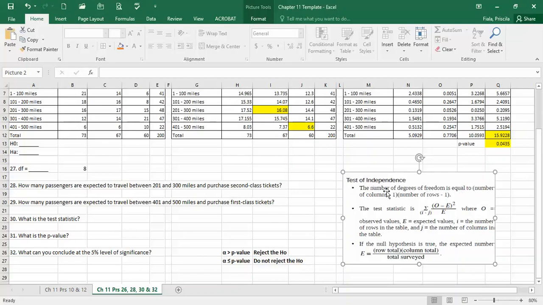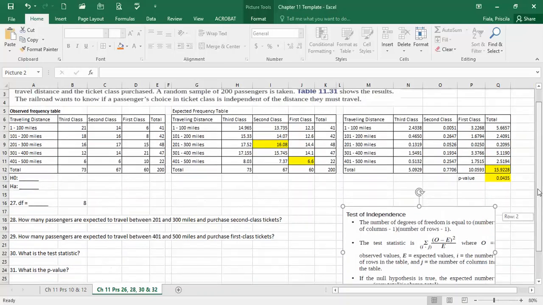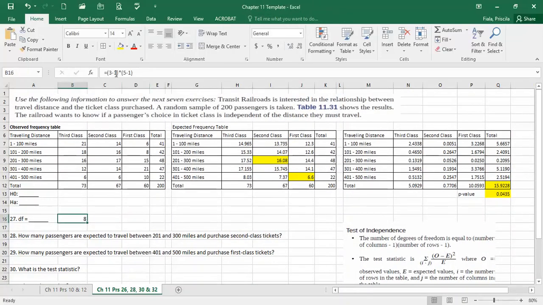Yes, it changes as well. The number of columns minus 1 times the number of rows minus 1. In this case, we could answer right away, which I put over here. Well, you have 1, 2, 3 columns. We're testing for third class, second class, first class. So 3 minus 1. And then we have 5 rows, categories with the miles 1, 2, 3, 4, 5. So right here, if you look on the top, I did 3 minus 1, which is my columns, times 5 minus 1 for my rows. And I got a degrees of freedom of 8. That's how we calculate degrees of freedom for the test of independence.